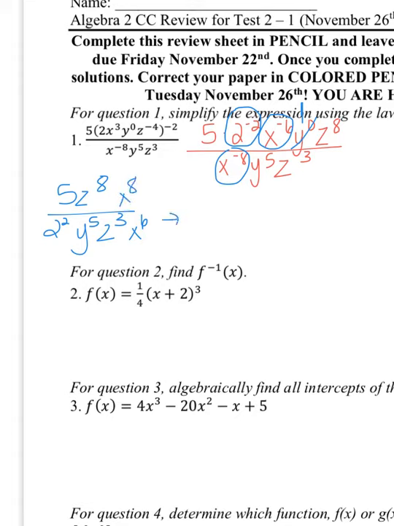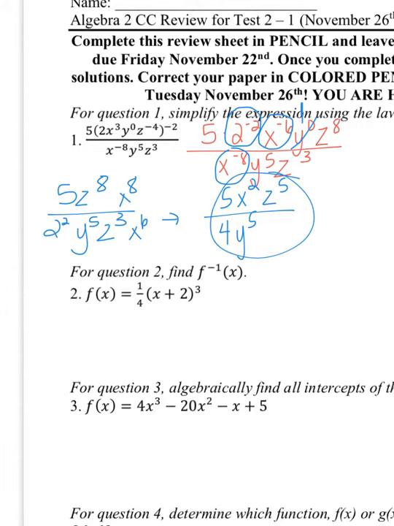So now when I clean this up, 5 divided by 2 squared is 4. So that's really 5 over 4. Doesn't simplify at all. And then I'll do the variables. So x to the 8th divided by x to the 6th is x squared in the numerator. There's only 1 y to the 5th down here. And then z to the 8th divided by z to the 3rd is z to the 5th in the numerator. So that's your answer to number 1.